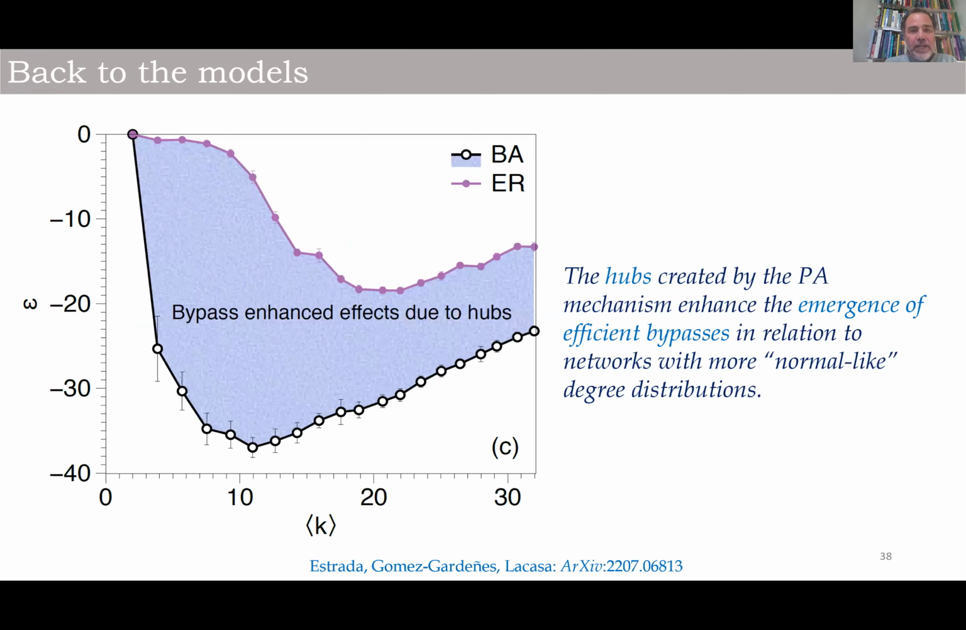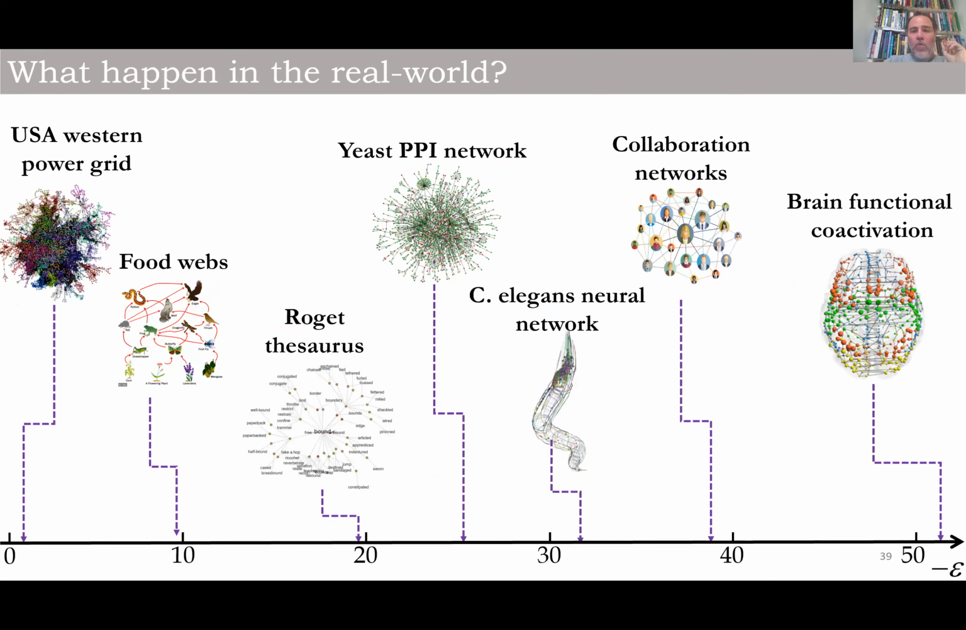But what happens in real-world networks? Well, we have here the results for about 60 real-world networks. I am illustrating just a few of them. And here is the value of negative epsilon. It means the amount of energy gained by going through the shortest resistive path, or bypasses, rather than through the shortest path.